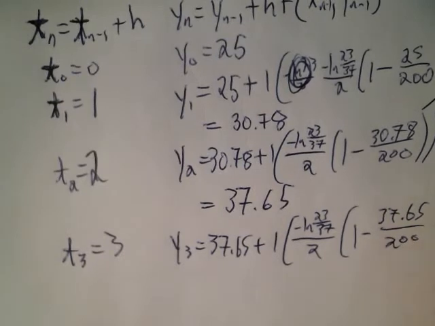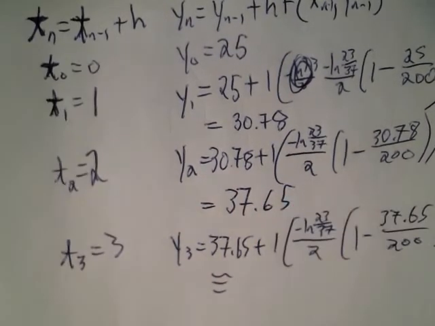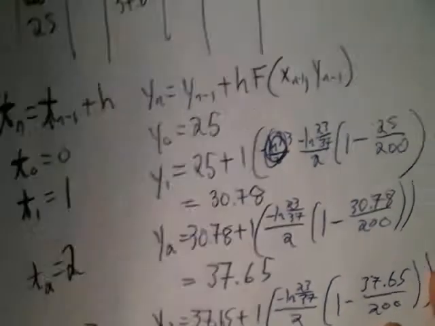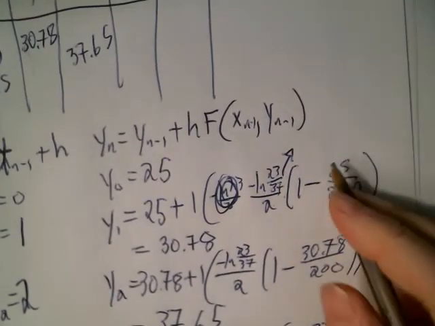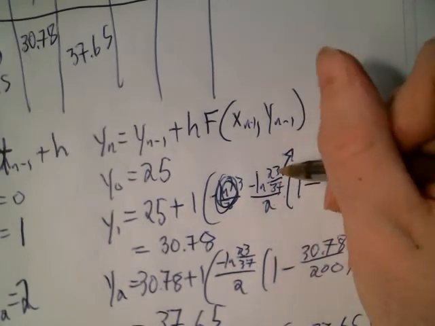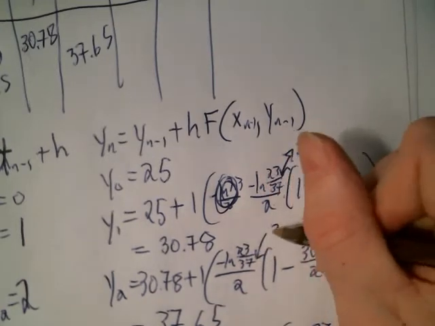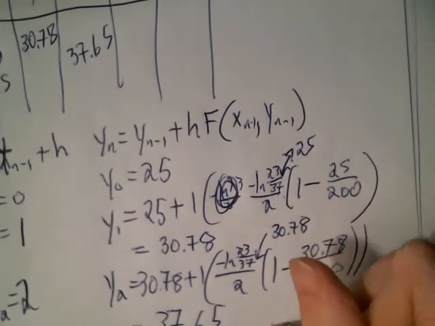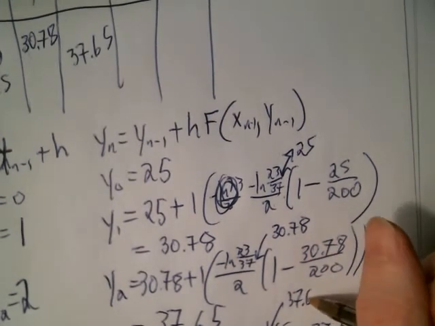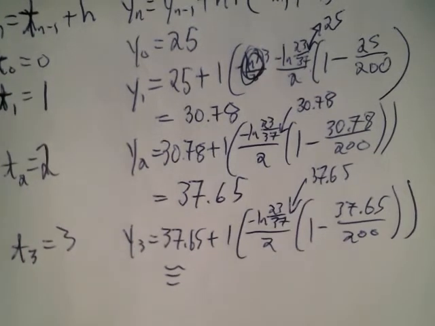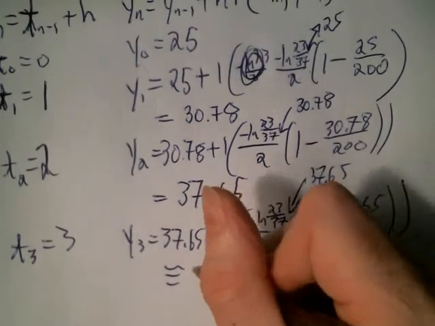37.65 now over 200, which should be approximately about, did I miss something? Yes, I did. I missed the y value should be wedged in here. Sorry. I won't screw that up in class, I promise. You need your y value here. The y value from before is 25. Then I need to wedge the y value in here, it is 30.78. And then wedging the y value in here, 37.65. And you should get approximately 37.65, 45.72.